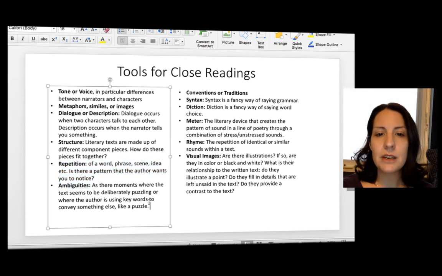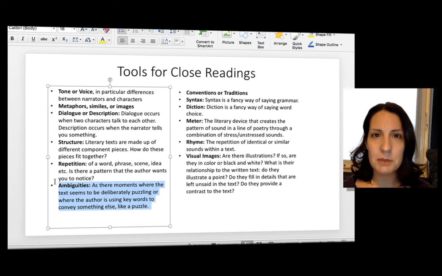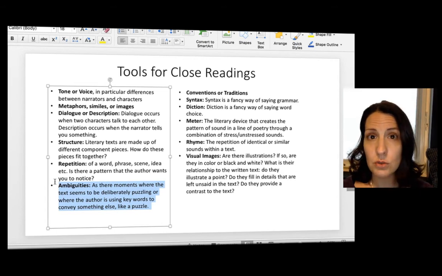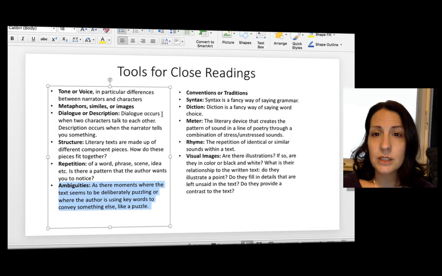You can also examine ambiguities within the text. Oftentimes, when students read text, they come up to me and tell me that there's a piece of the text that they don't understand. And oftentimes, it's not because they haven't understood it, it's because the text itself is being deliberately ambiguous. There are moments where the text seems to be deliberately puzzling the reader. And these might be something where the author is trying to encourage the reader to ask questions or to not fully understand something or to dig deeper, almost as though the reader was trying to solve a puzzle.